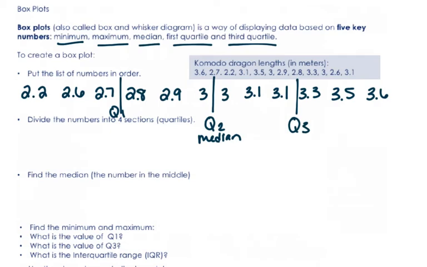So when you do this, you're going to find the minimum and maximum. The minimum is 2.2 and the max is 3.6. We said that Q1 is between 2.7 and 2.8, so I'm going to call that 2.75. Q3 would be between 3.1 and 3.3, so 3.2. The interquartile range is when you do Q3 minus Q1. So I get 0.45.